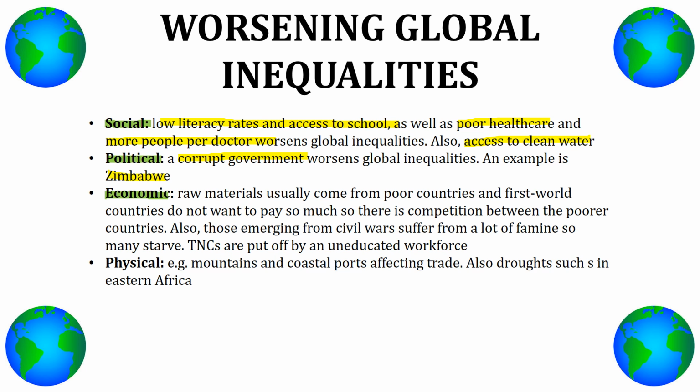Economic factors. So raw materials usually come from poorer countries. If you take fruit and vegetables, for example, if you go to your local Tesco's or Asda or Sainsbury's and get a packet of strawberries, you'll see it comes from Kenya. So these poor countries do provide raw materials, things that manufacturers need, like coal, wood, or agricultural products like fruit and vegetables.